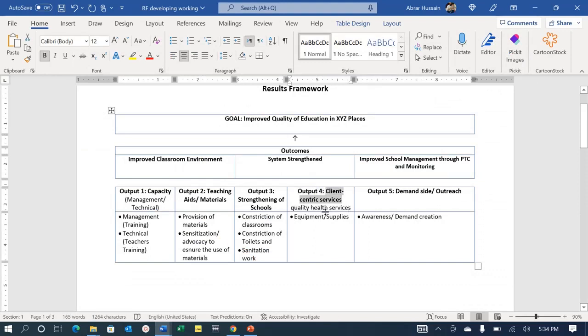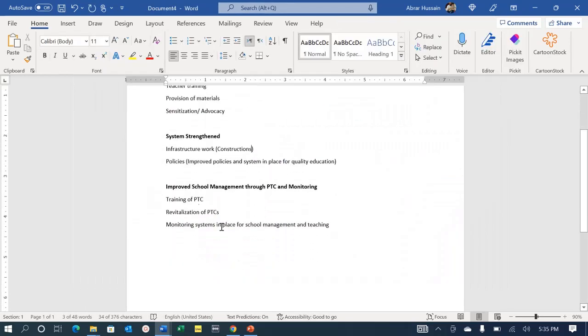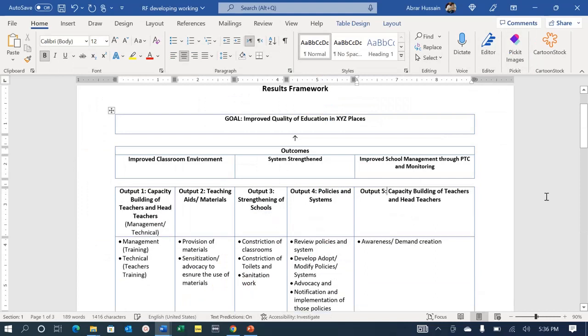So here we can say policies. So policies and systems you have to do. So first you will have to review policies and systems. Then you will have to develop, adopt, modify policies and systems, and then the advocacy and notification and implementation of those. And under the improved school management, there are training of PTCs. So one is capacity. Here also we have one output, and that is capacity building of PTCs. And let's bring the head teacher one here.